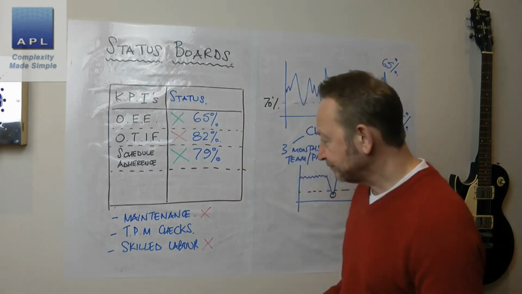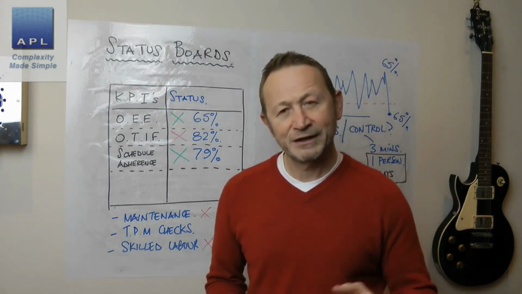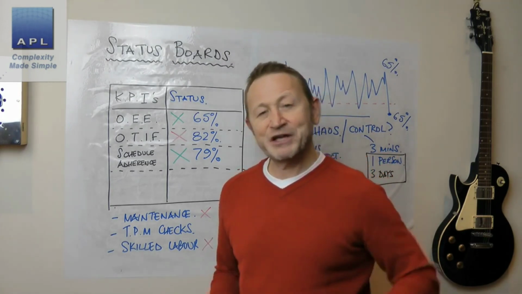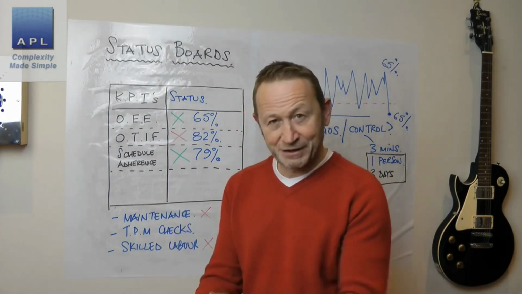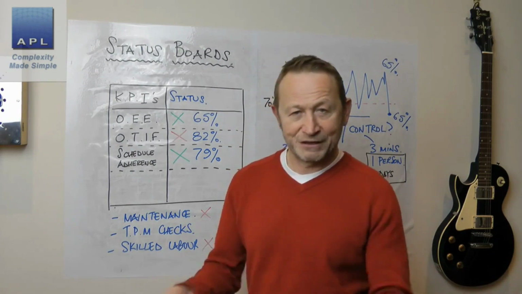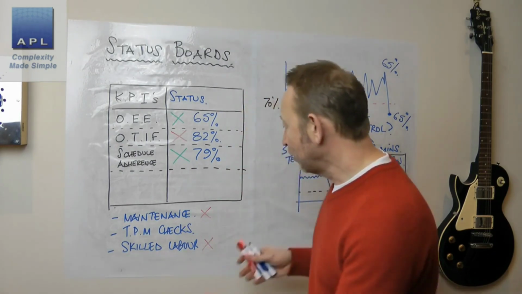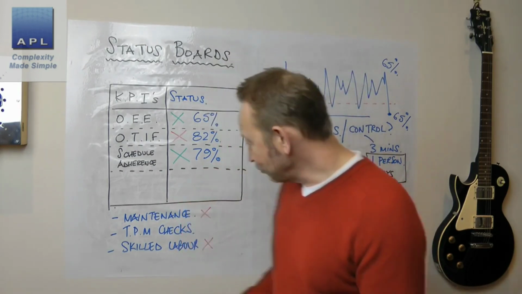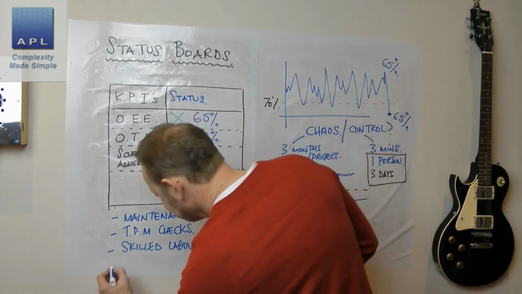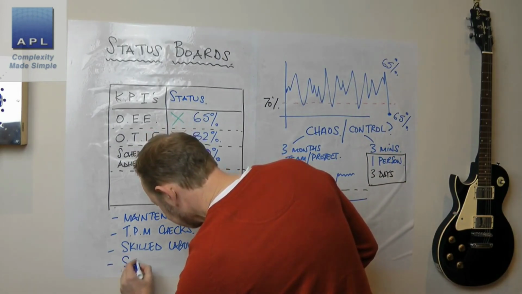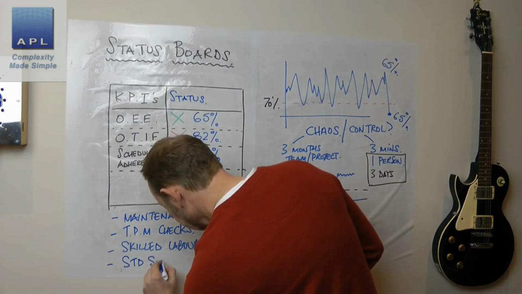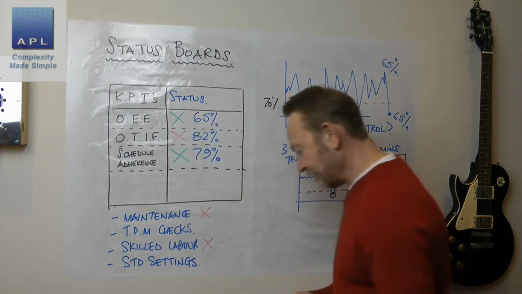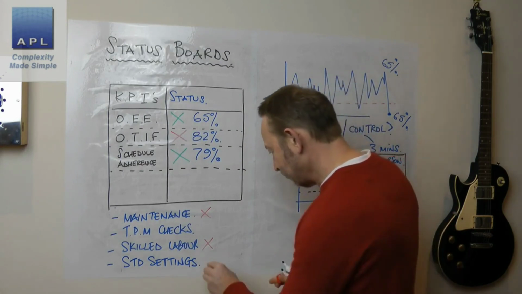Maybe the answer's no there. And again, they're just yes or no statuses. You're either where you should be, as in all your skilled people are in, and therefore everything's right with the world. All your maintenance is being done, therefore everything's right with the world. What else might you have here? You might have our standard settings being used. Yeah, so again, what's the status?